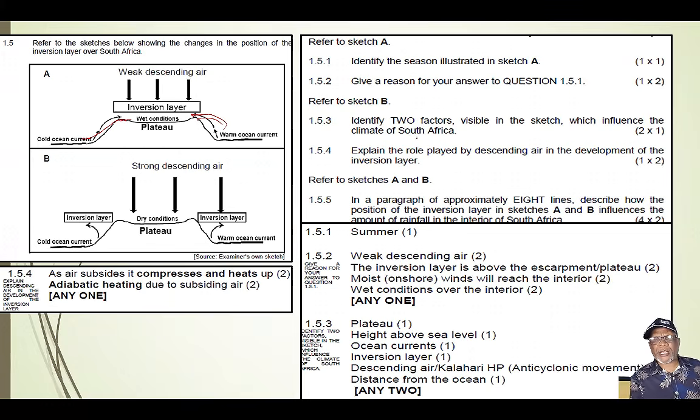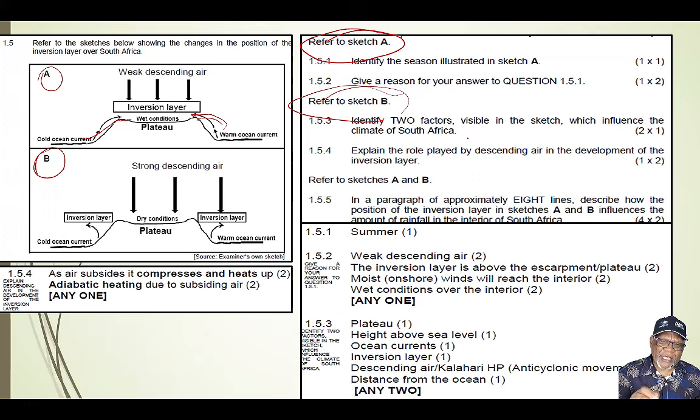And then the next question: identify two factors visible in the sketch which influence the climate of South Africa. So you just look at sketch B. It's very important that you read these leading questions. Refer to sketch B, refer to sketch A. Make sure that you read your leading statements, because they are going to show you what is expected of you. They say, identify two factors visible in the sketch which influence the climate of South Africa.